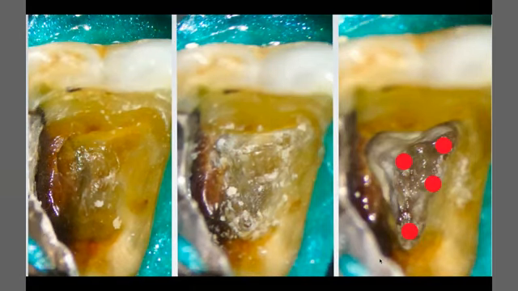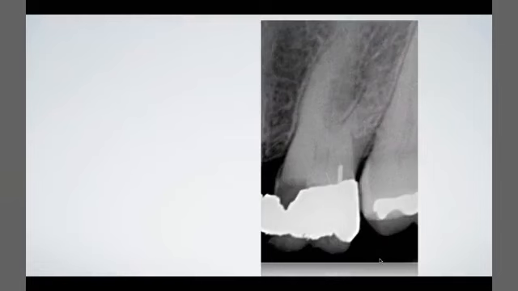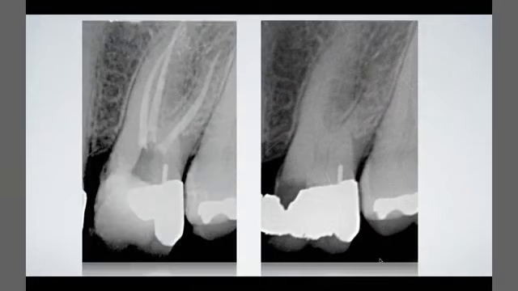So the tricky tip of such cases is to remove the calcification properly without any mistake, without removing too much dentin, without sacrificing the crown. So here is the X-ray before, and here the X-ray after. Normal root canal treatment after removing the sclerotic dentin.